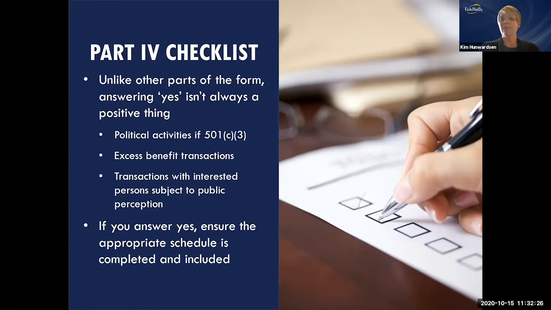It could identify excess benefit transactions. We'll talk about that a little bit later because that's going to be a schedule that gets triggered. But these are transactions you entered into knowingly or unknowingly with someone who's an interested person, where they've received a benefit in excess of the services or the property in exchange. So these are potentially taxable type transactions to that individual that benefited.